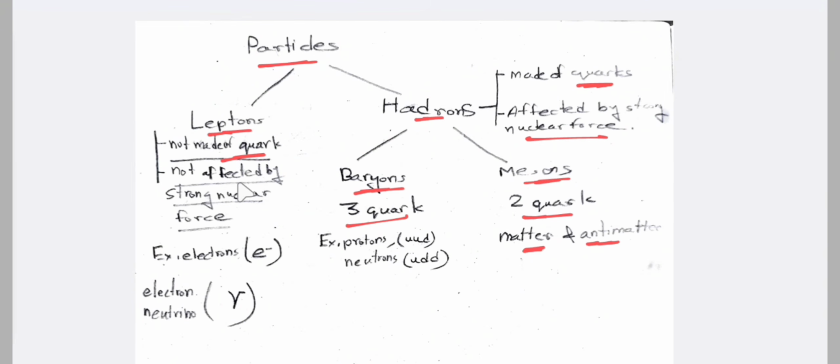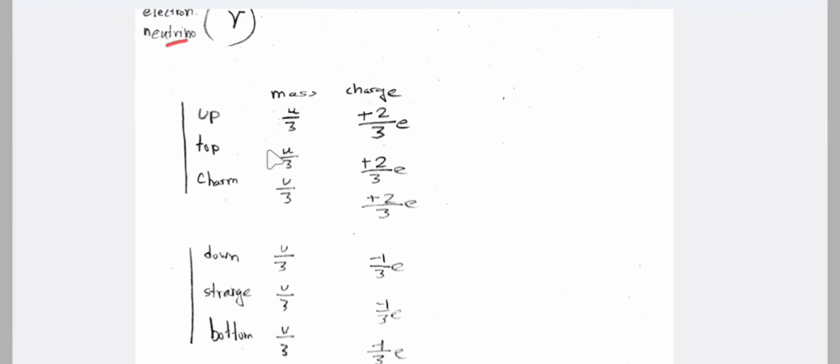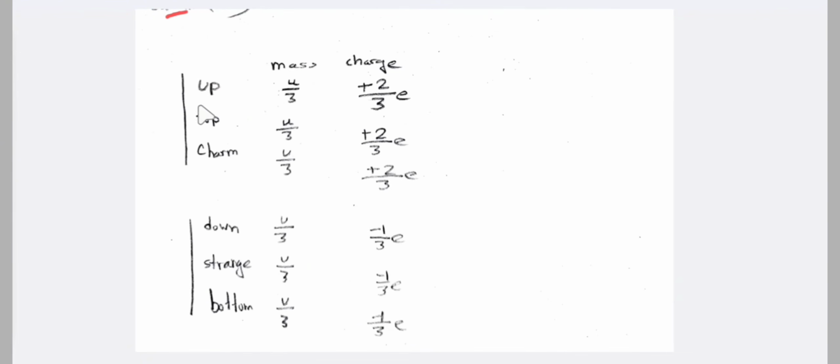And for leptons, since leptons are not made up of quarks, examples of leptons are the electron, neutrino, or antineutrino. These are the leptons. And for quarks, you have to remember that for up, top and charm quarks, the charge is 2e by 3, that is 2e by 3, 2e by 3, 2e by 3.